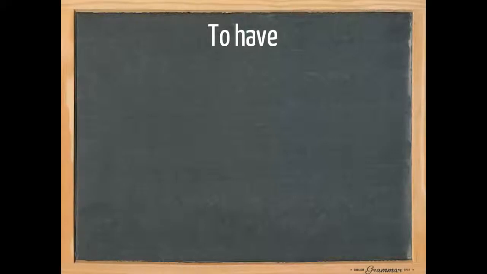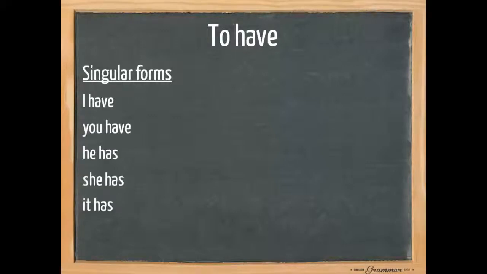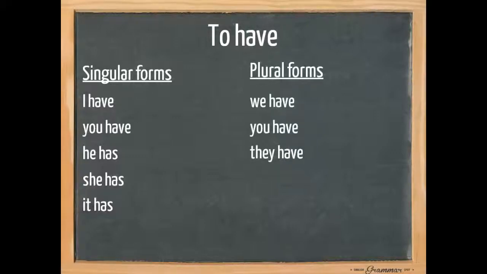Finally, we're going to have a look at to have. Let's conjugate it first. The singular forms. I have, you have, he has, she has, it has. And the plural forms, we have, you have, and they have.